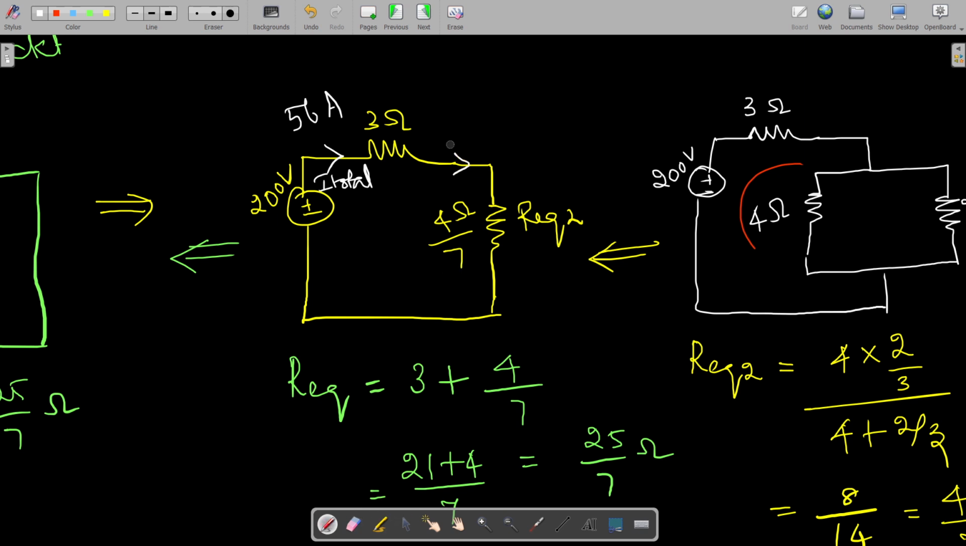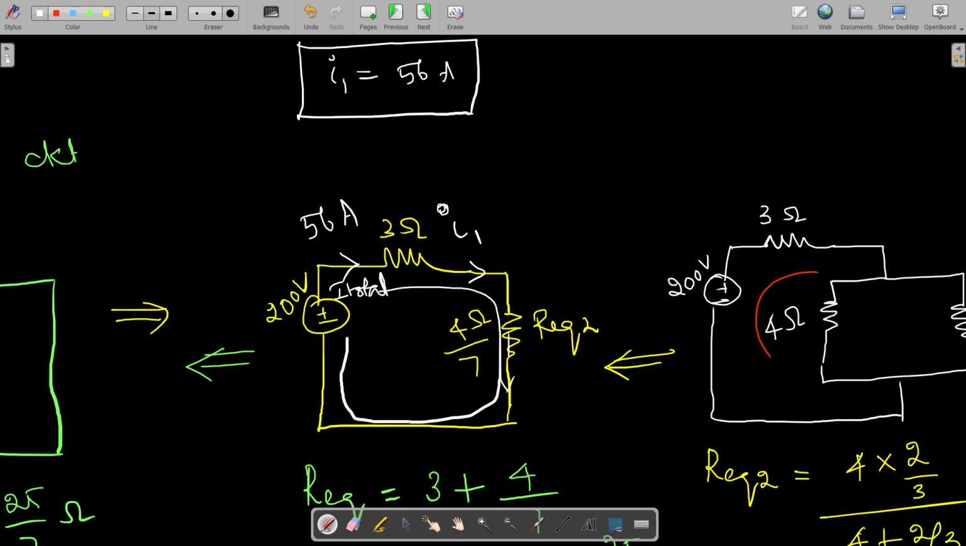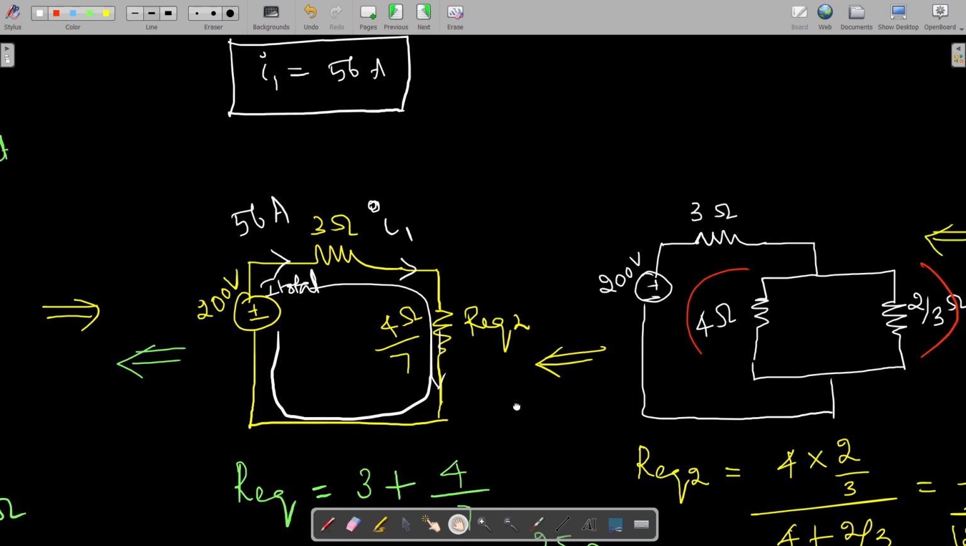This current is taken as I1 current. So we got the answer for I1 in this. Okay. So what's the answer for I1 here? This is one answer, the first answer we got. This is our I total, that means 56 amps. The same current I1 will be flowing through this path also, but this is an equivalent circuit. So the I total or the I1 which is flowing through this circuit, which is the equivalent circuit.